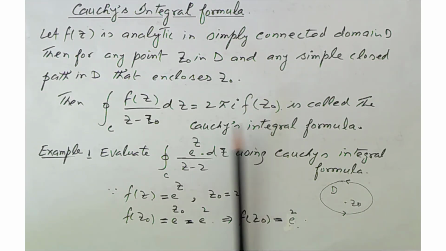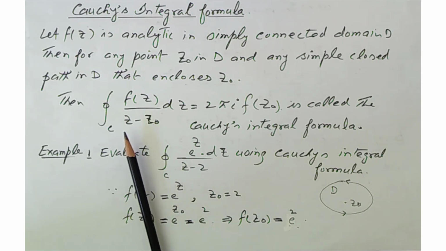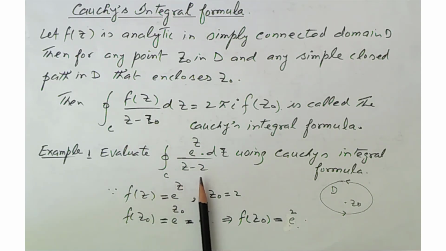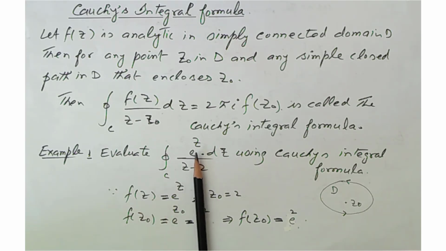First we find the z naught. This value is called z naught. Suppose in this example, z minus 2, here z naught is 2. Now we evaluate this integral, e^z over z minus 2 dz, using Cauchy's integral formula. So here this domain encloses the point z naught. So f of z is e^z. We take only this term, f of z equal to e^z.